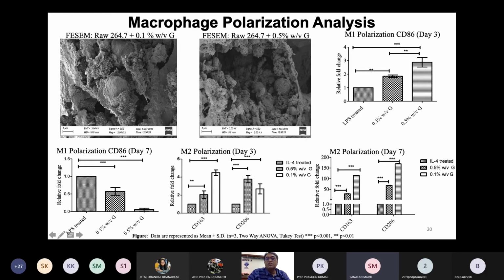Here you see the 0.5% graphene with the CD86 marker, which we checked for M1 polarization. It's quite high at day 3. At day 7, it reduces.